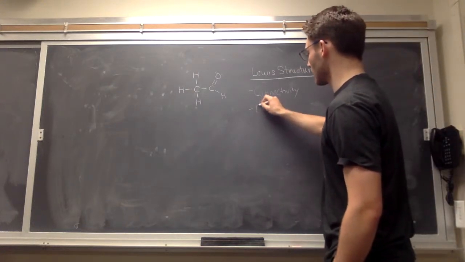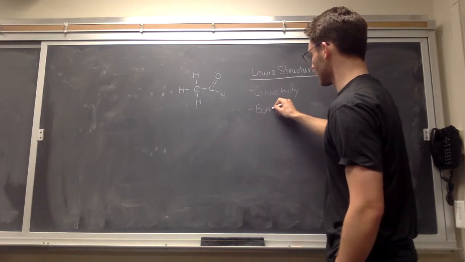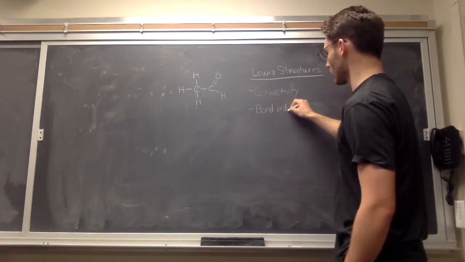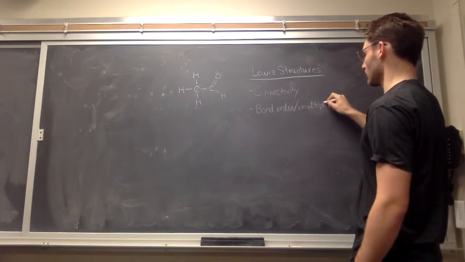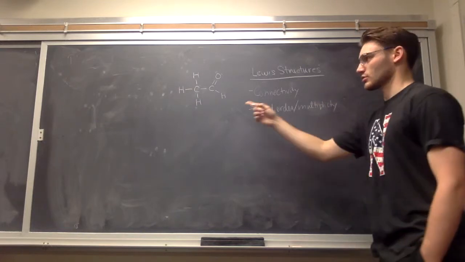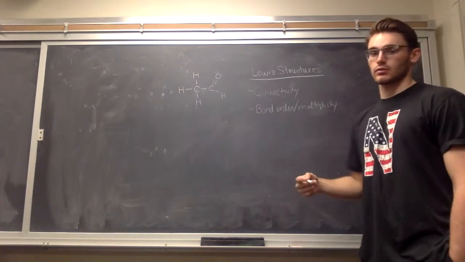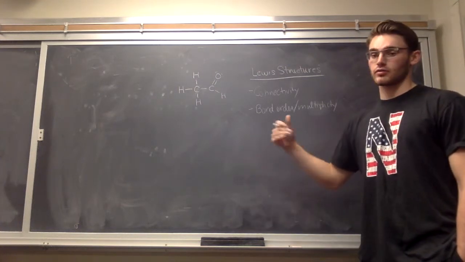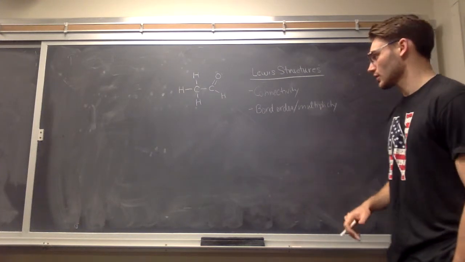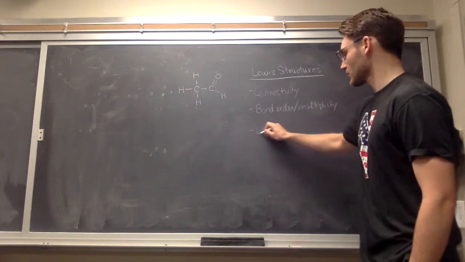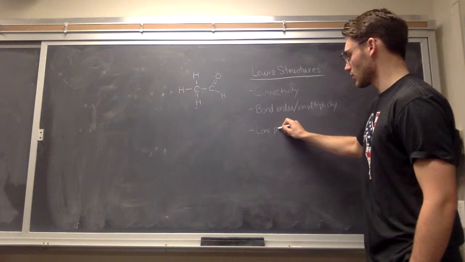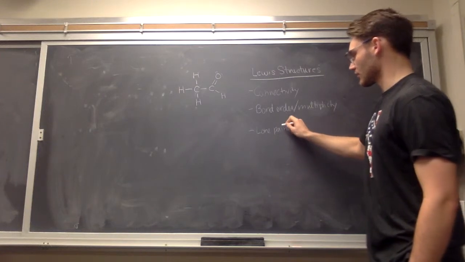Other things, we can know things like bond order or multiplicity. So from these Lewis structures, not just the bonds, but what bond order? Is it a double bond, a single bond, a triple bond? So that's one thing we can get. We can also get lone pairs on various atoms.